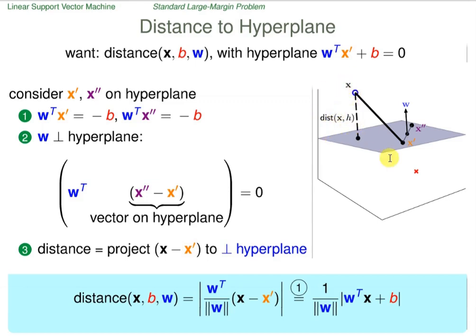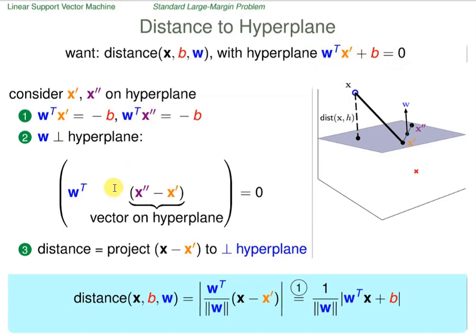Let us pick 2 points that lie on the hyperplane: x prime here and then x double prime. For these points on the plane, the following equality is true: W transpose x prime is equal to minus b, and W transpose x double prime is equal to minus b, because they lie on the hyperplane. We are using the following equality.